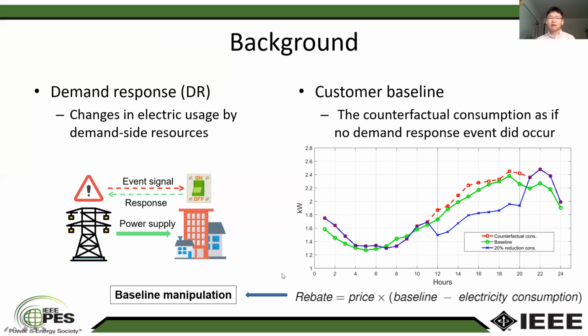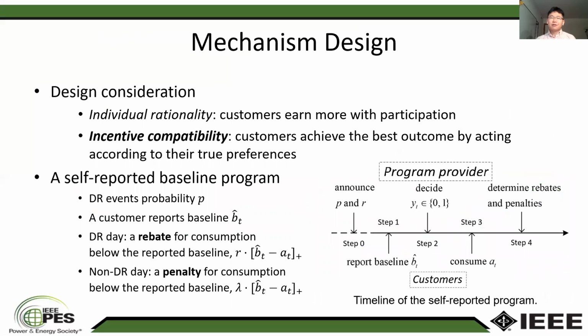So this raises the problem of baseline manipulation. To address this problem, we use the mechanism design concept. There are two design considerations. The first is the individual rationality. This assures that the customer can earn more with participation.